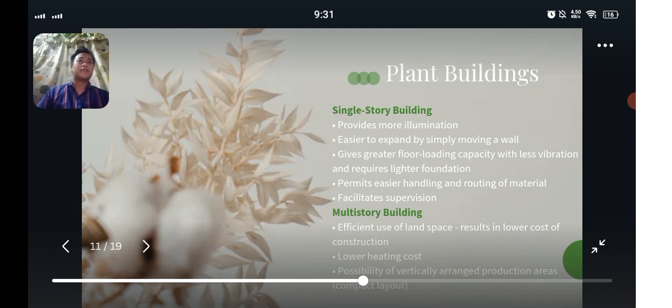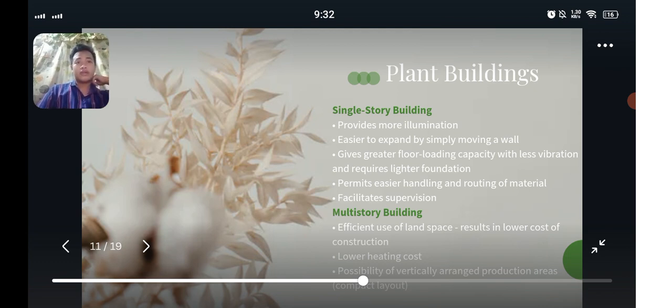So there are two main types of buildings. Number one is single story building. Number two is multi-story building. Single story building provides more illumination, and it is easier to expand by simply moving a wall. So here, we can expand it by just removing a wall.